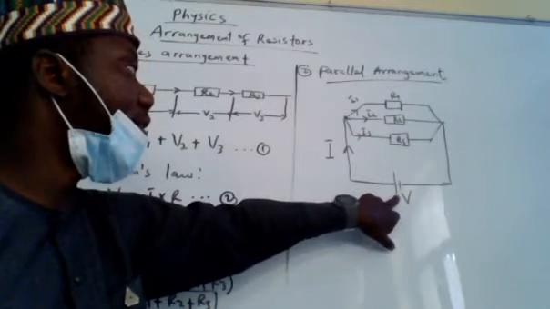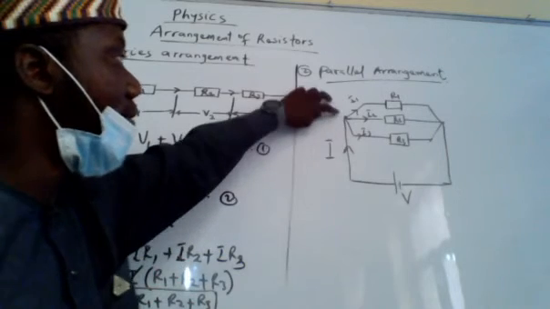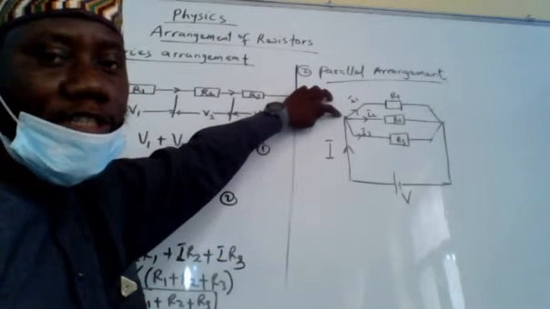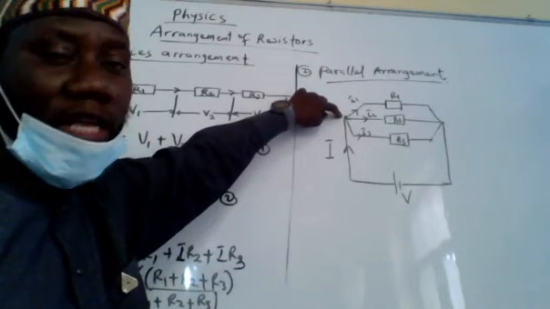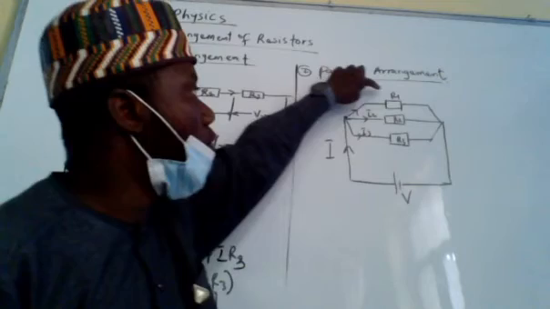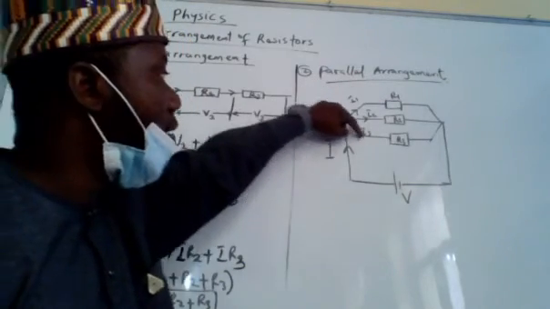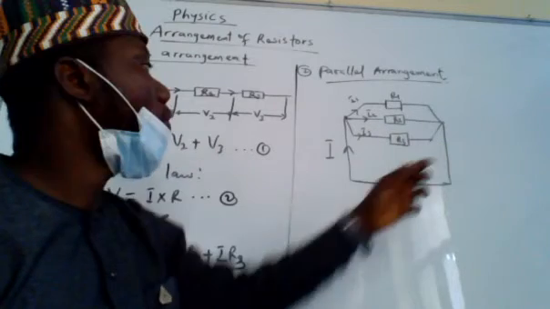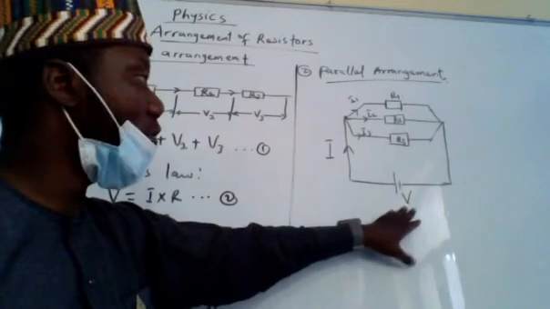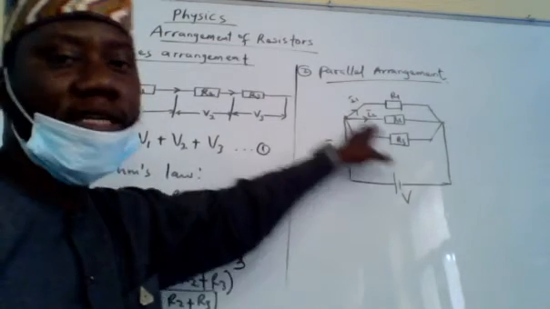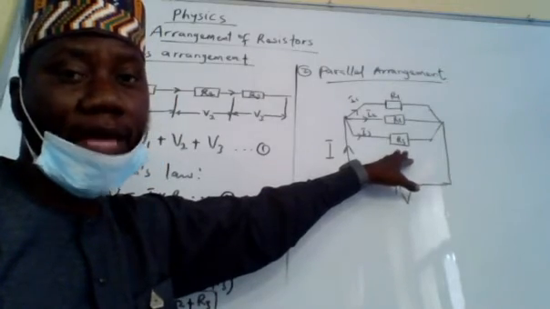So what we can observe in this diagram is that the current varies. The current is changing because at this junction, the current is split into 3. We have I1 going to R1, I2 going to R2, I3 going to R3. But what is constant here is the voltage. Voltage is constant, current varies, resistors also vary. Are we together here?